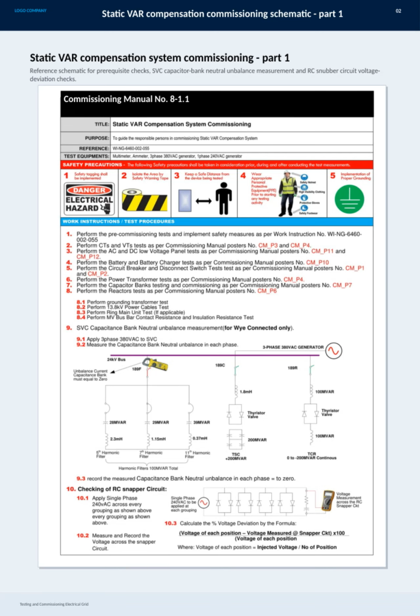Here we have an overview of the Static VAR Compensation Commissioning Schematic, Part 1, focusing primarily on testing and commissioning the electrical grid. This section outlines the essential steps for prerequisite checks, including measuring the SVC capacitor bank neutral-unbalance and verifying voltage deviations in the RC snubber circuit. These checks are critical to ensure the system operates safely and efficiently before full deployment. This information is detailed in Commissioning Manual Number 8-1.1, serving as a key reference throughout this process.